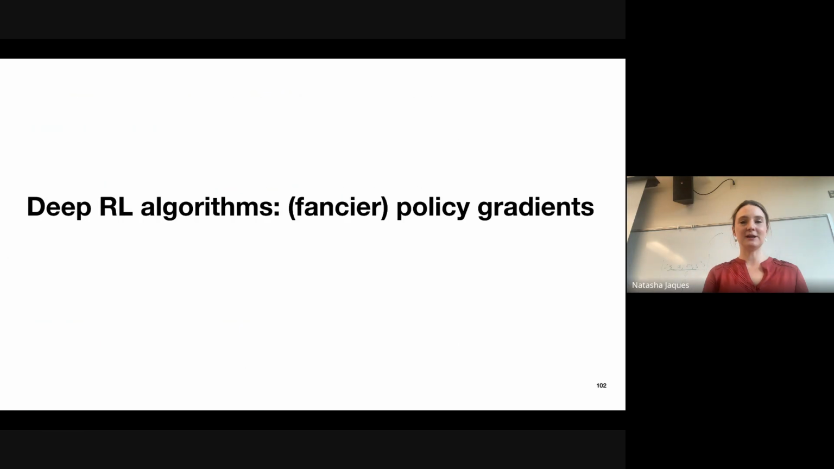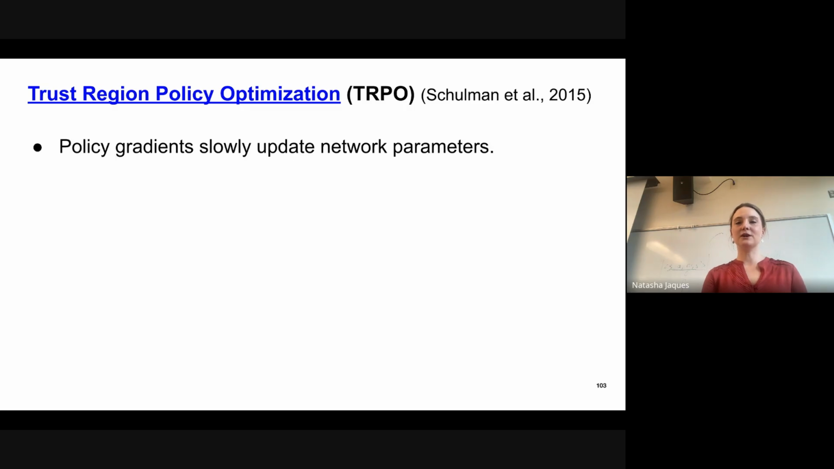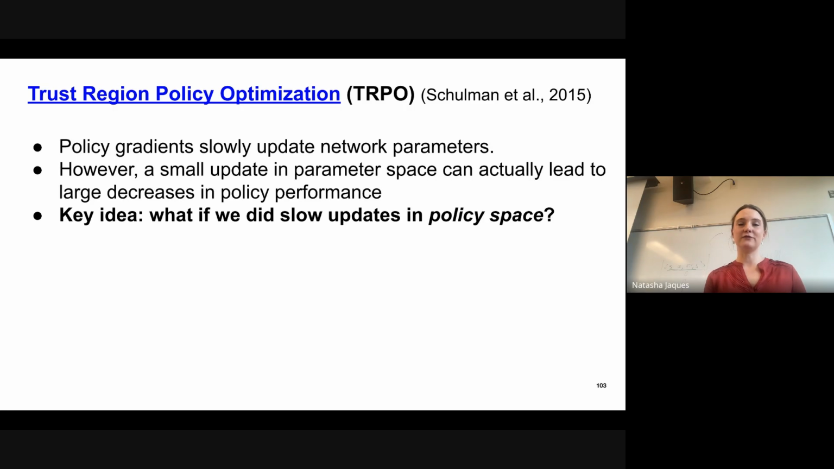Okay, I'm blazing. Let's keep going. So TRPO is basically a fancier on-policy gradient algorithm. Policy gradients are slowly updating the network parameters. However, a small update in parameter space can actually lead to huge changes in policy space. So suddenly one action early in the trajectory becomes weighted higher than another, and it throws off the entire rest of the trajectory, right? Like walking off a cliff or something like that.